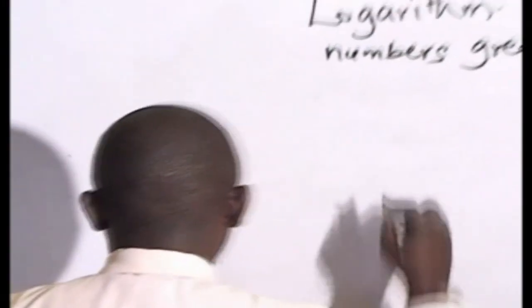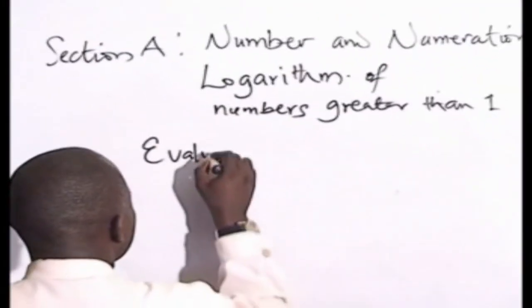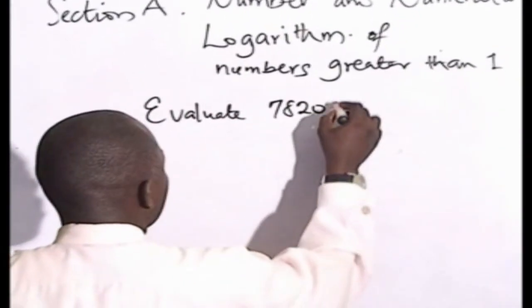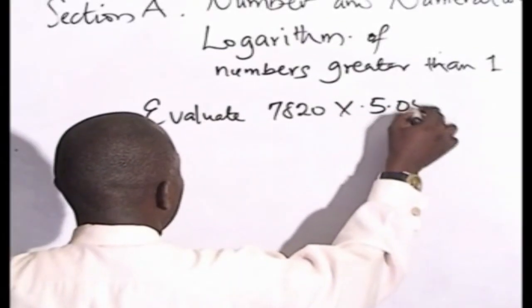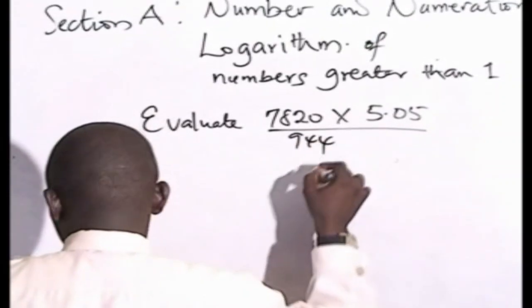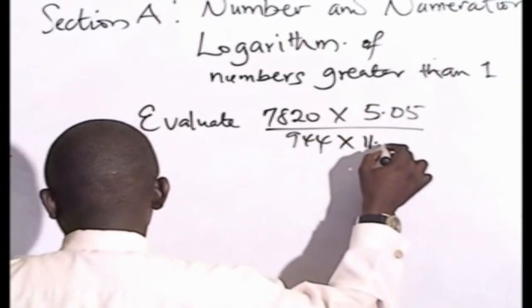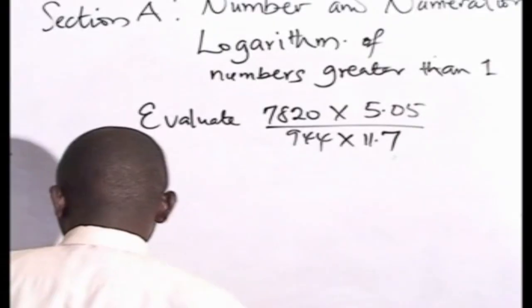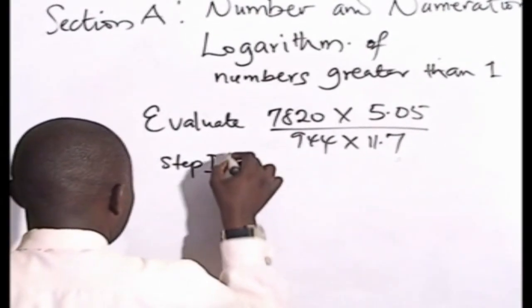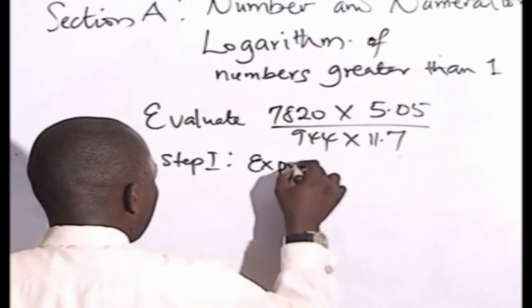So let's take an example. Look at this question. If you are asked to evaluate 7820 times 5.05 divided by 944 times 11.7. Step 1, like I've already shared with us, is to express all numbers in standard form.